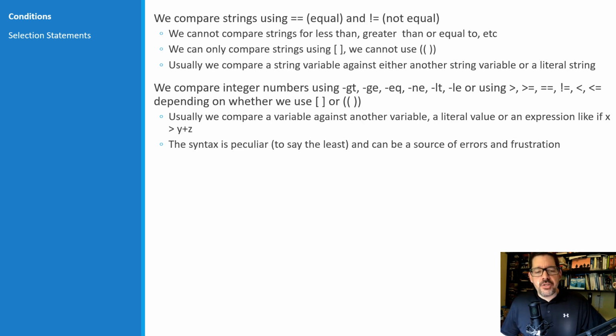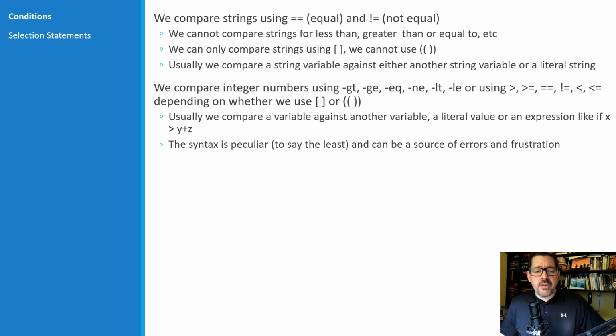So we can compare strings using equal and not equal to. It's important to remember that equal is two equal signs. If you're comparing to see if two things are the same, it's going to be two equal signs. If you use a single equal sign, it'll either error or do something you didn't expect it to do. And then not equal, of course, is the exclamation point equal sign.